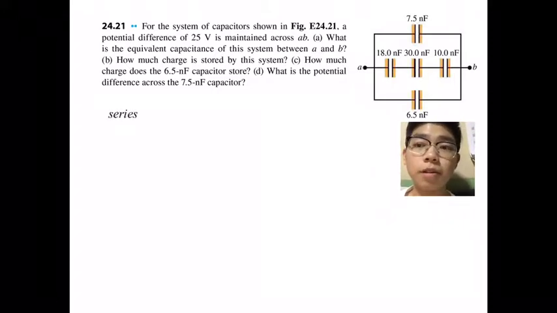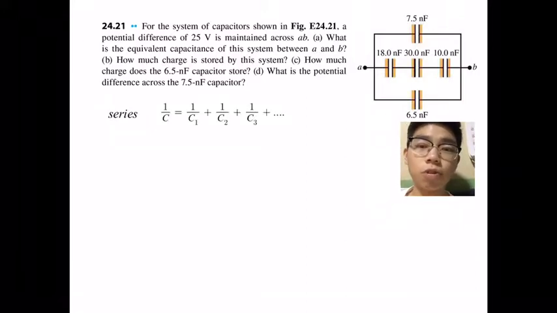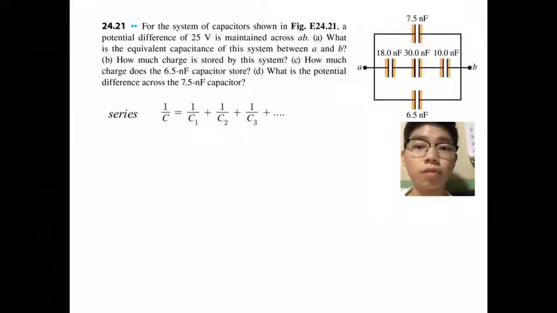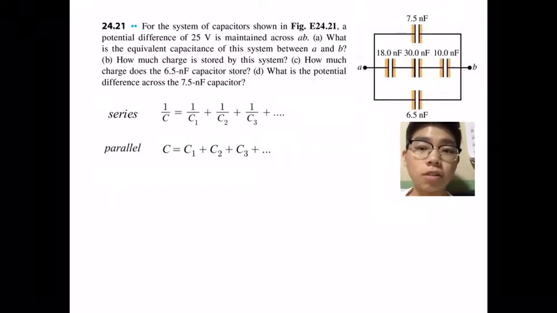So we must remember first that for a series circuit, the capacitance is given by 1 over C equals 1 over C1 plus 1 over C2 plus 1 over C3. So basically, the reciprocal of the total is equal to the sum of the reciprocals of the individual capacitances. For a parallel circuit, the capacitance is just equal to the summation of all the individual capacitances, or C is equal to C1 plus C2 plus C3 and so forth.